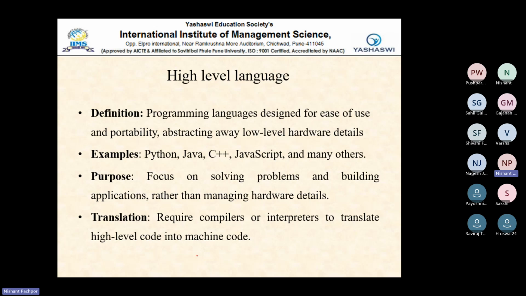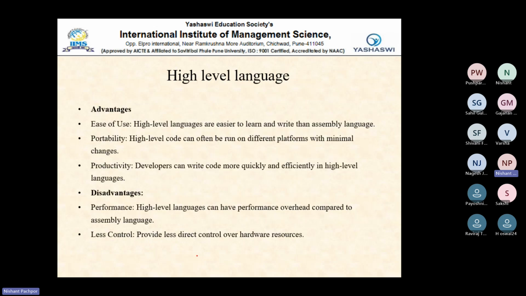All these languages are higher level languages. Perl, PHP, all these are also languages. .NET is also one of the languages. C Sharp is also one of the languages. So all these are higher level language examples. So you can easily write your program in them.